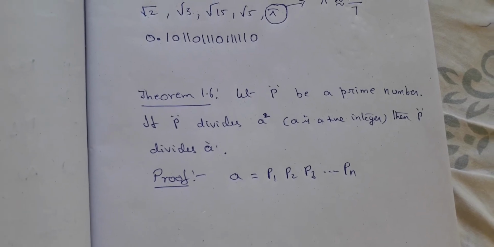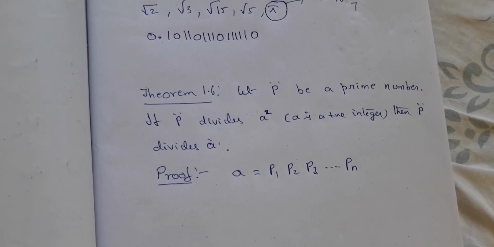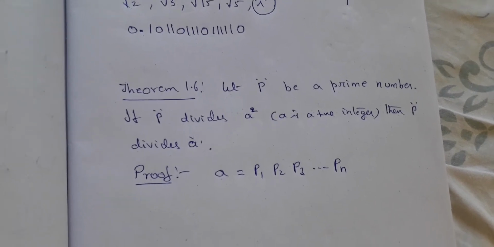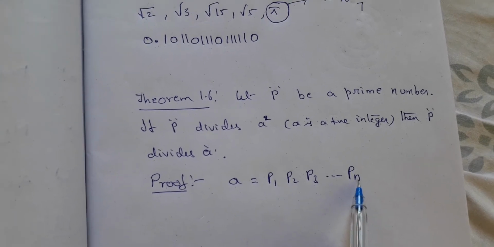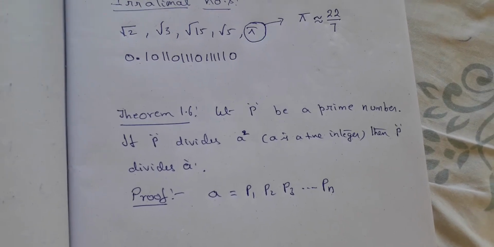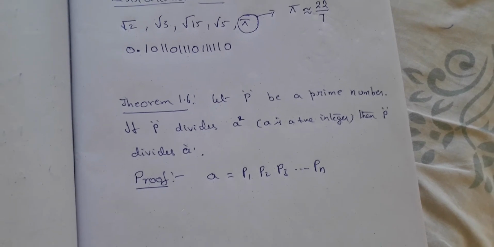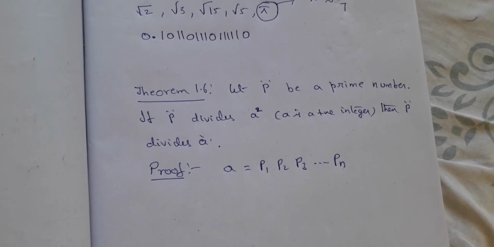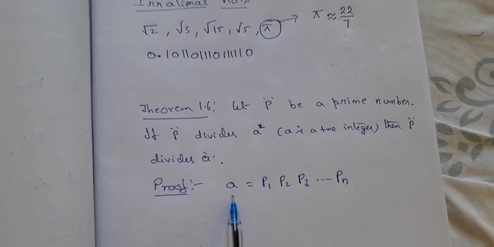2 into 2 into 2, that is 2 cube. You will write it as 2 cube, but you can't write it as 2 into 4 because 4 is not a prime number. 4 is a composite number. Thus, I am defining here A as a positive integer, and P1, P2, P3, etc. Pn are prime factors of A, and these are unique. You can't have different kinds of prime factors, right? Whenever you are reducing a number into its prime factors, the prime factors are going to be unique. So these are the unique prime factors that A is having.